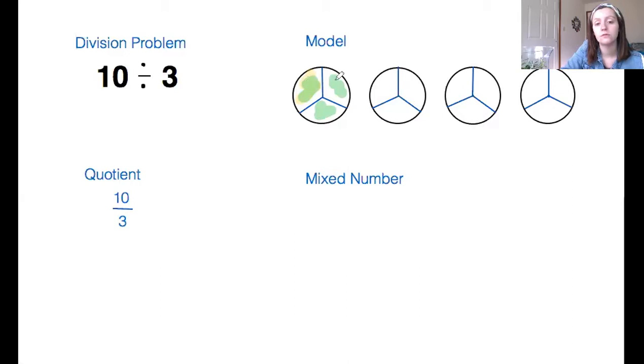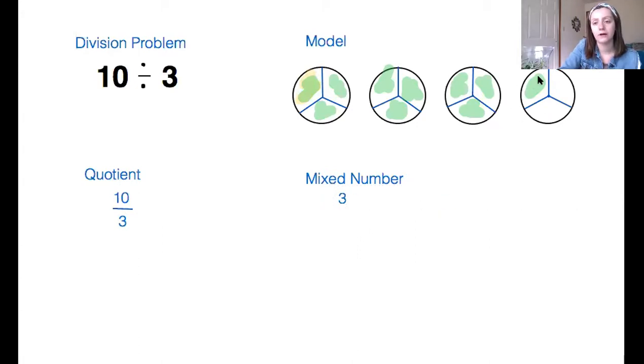Okay, so that's 1, 2, 3. Remember, we're counting to 10. 4, 5, 6, 7, 8, 9, and 10. Now in order to find my mixed number, I'm going to see how many wholes I just shaded in. So how many full circles here are completely shaded in? That would be 1, 2, 3, right? We have 3 whole circles shaded in.